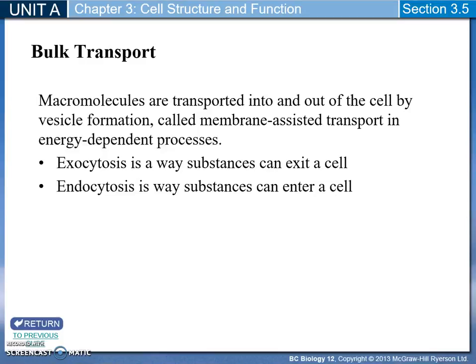Bulk transport: macromolecules are transported into and out of the cell by vesicle formation, called membrane-assisted transport, in energy-dependent processes. So again, energy is required for this. And exocytosis then is the way that substances will exit a cell, and endocytosis then is the method in which some of these macromolecules can enter a cell.